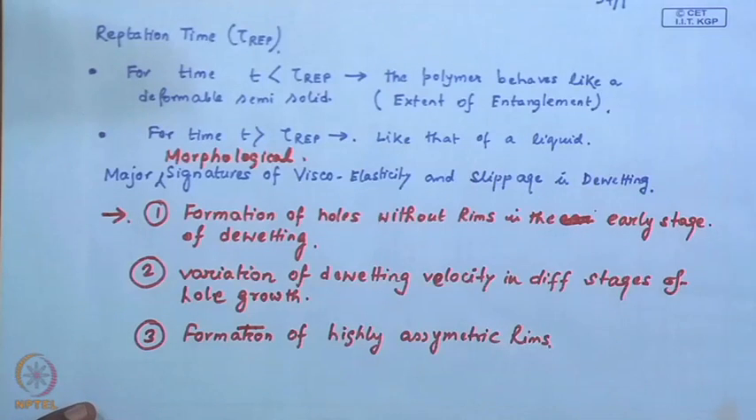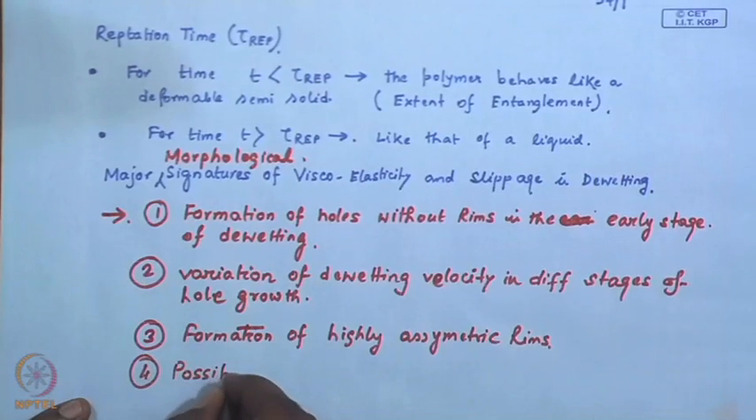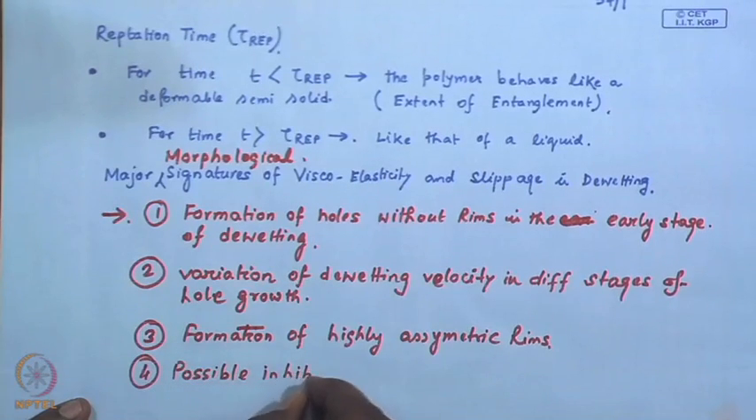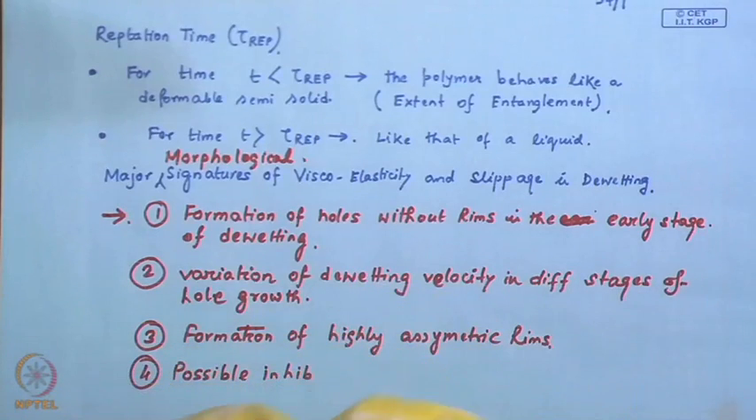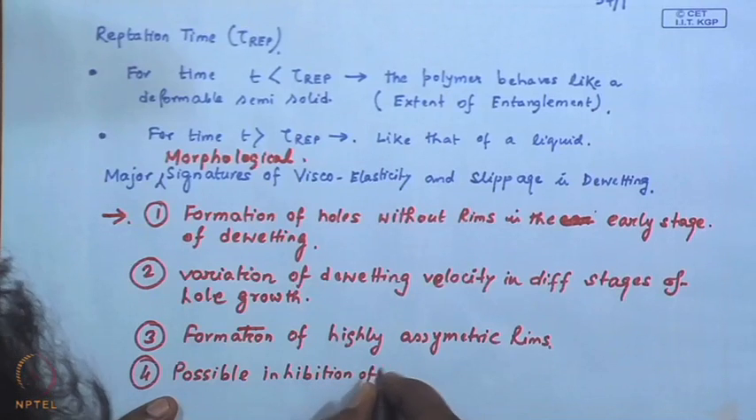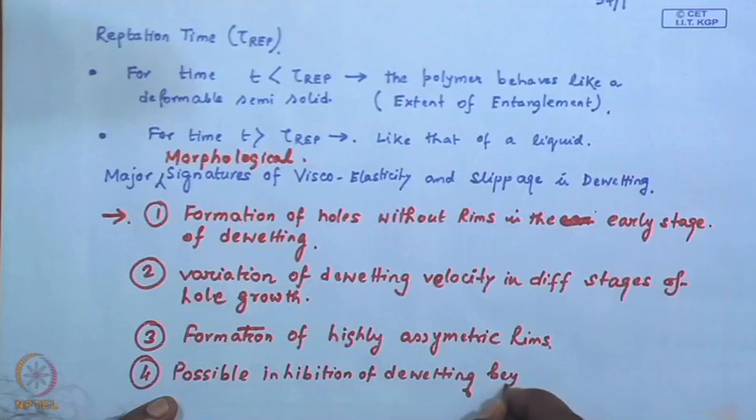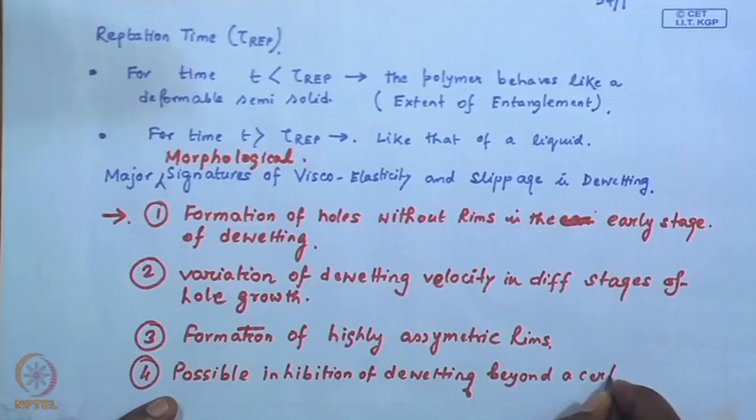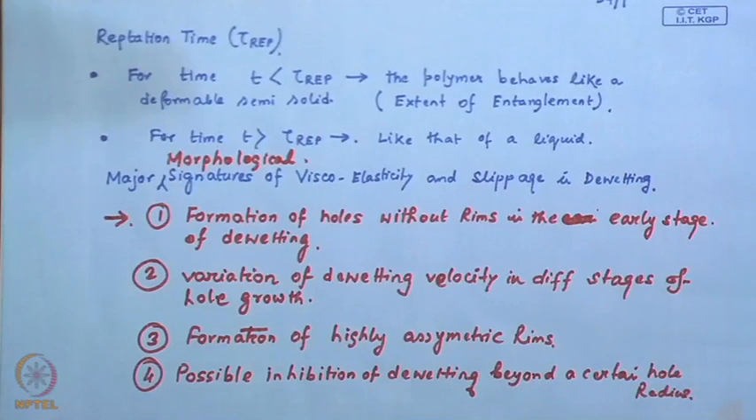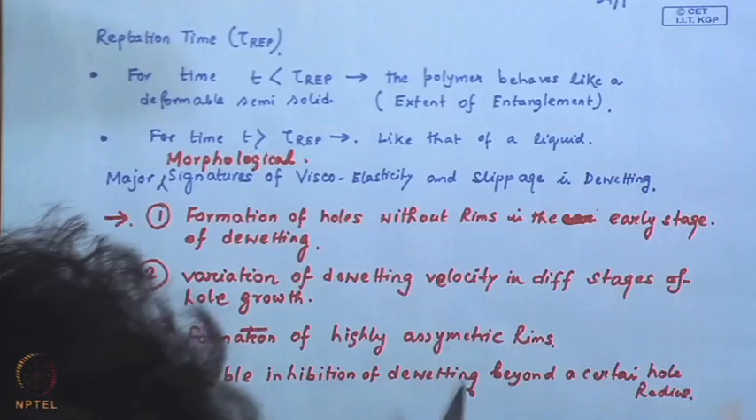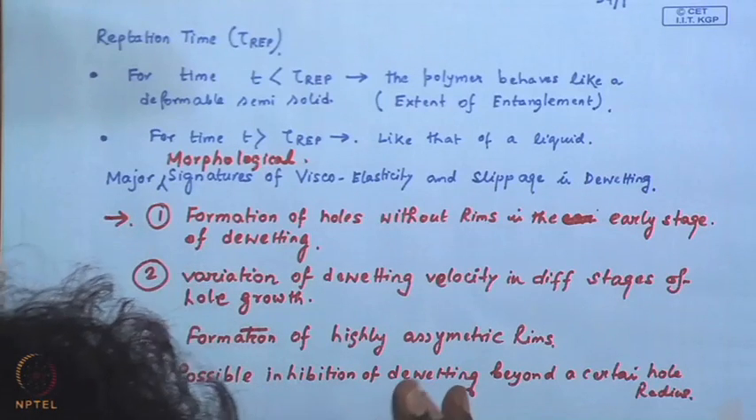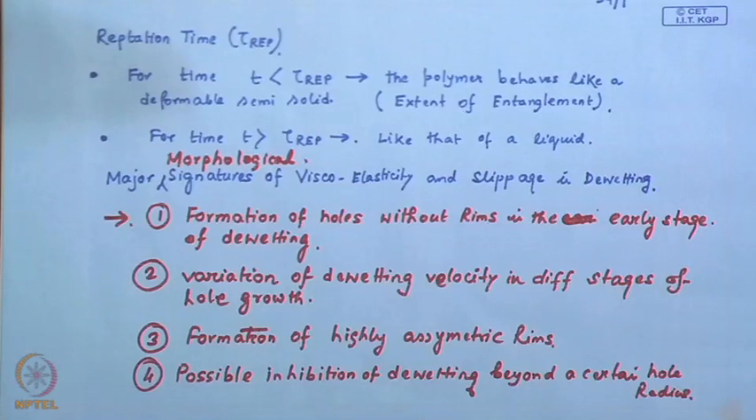And possible inhibition of dewetting beyond a certain hole radius. Now, let us consider, or let us point out what are the differences these statements have when you are looking at dewetting of a purely viscous film.